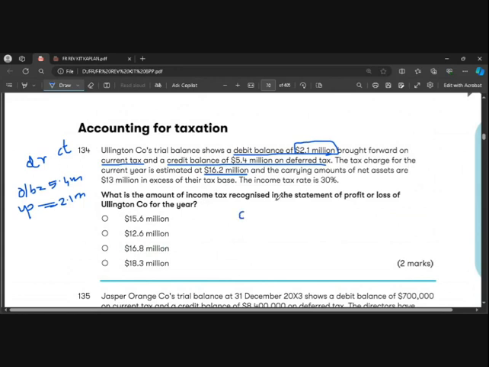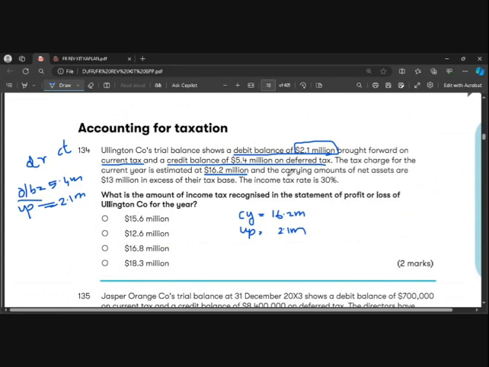So what was our equation? They're asking us what we should show in SOPL. So we got our current year estimate. We'll just write down every value. We got our current year estimate, we got our under provision, which is 2.1 million, and now we have to find the movement on deferred tax. So we know the opening balance, we just have to find the closing balance.